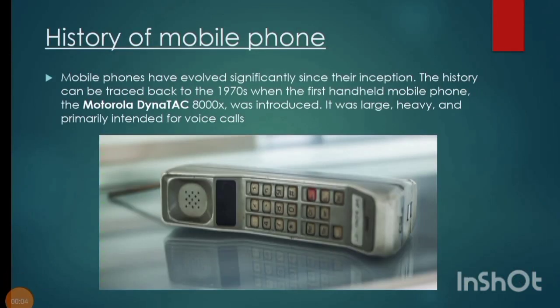History of mobile phones. Mobile phones have evolved significantly. The first ever mobile phone was made in the 1970s. Its name was Motorola DynaTAC 8000X. It was large, heavy and primarily intended for voice calls. As you can see in this picture, its size is large, so it's not portable.